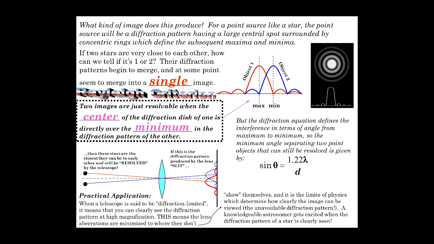Okay, so that's not a very clear explanation and may require further discussion, but astronomers are really happy when their instrument, their telescopes, actually produce a diffraction pattern.